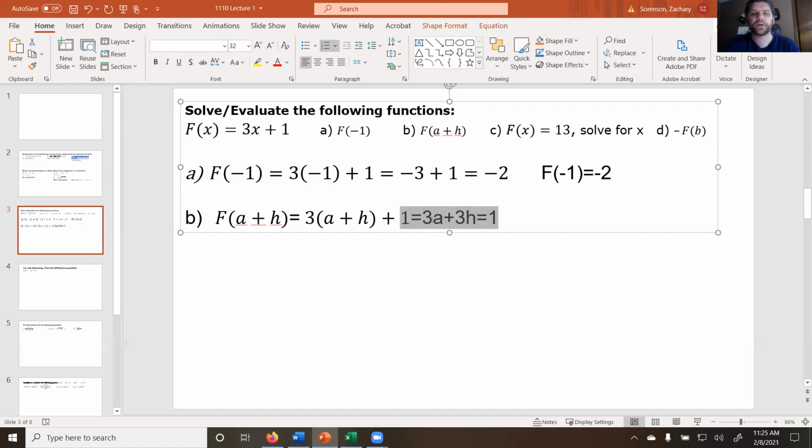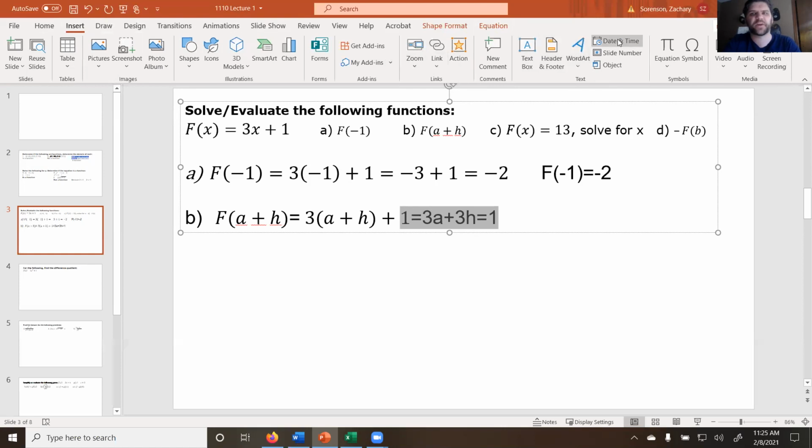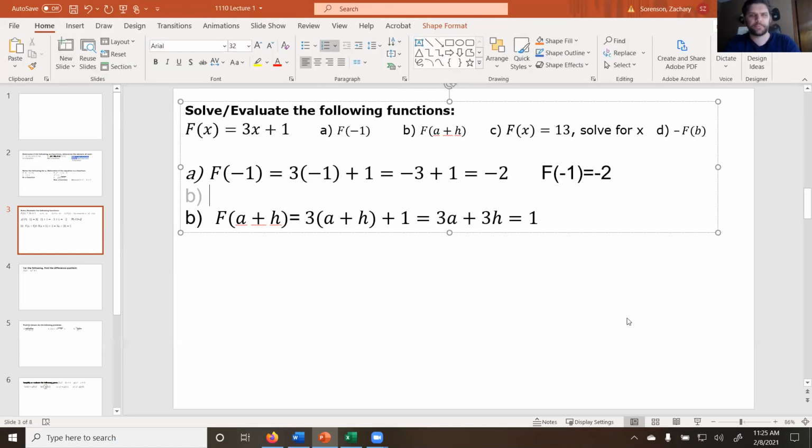Which again feels weird. I'm used to getting nice number answers, but this is algebra. That's going to happen a lot. We're going to have answers that are just variables. That's fine. And again, you could write f of x is equal to this if you wanted to. I'm fine with either one.